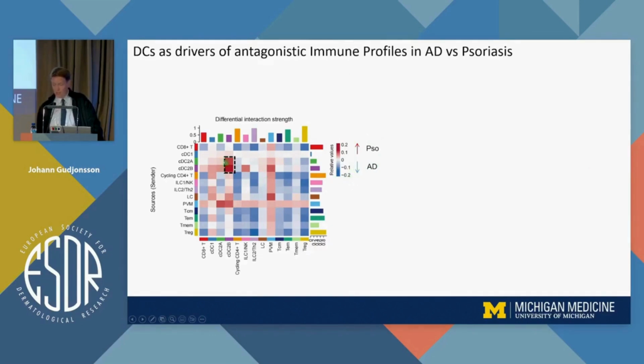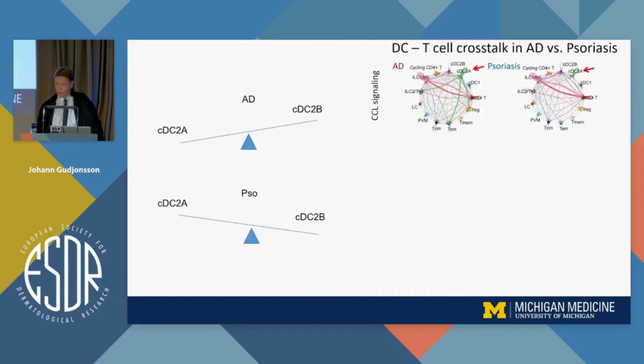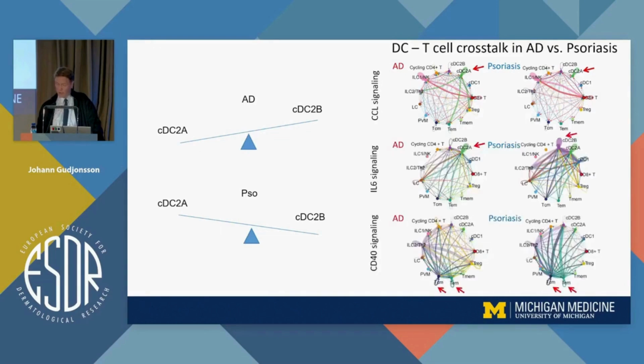And you can really see that it's the dendritic cell interactions that are shifting towards being more active in psoriasis, shifting the balance, with atopic dermatitis having more of a DC2A function and psoriasis more heavy on the DC2B end. And that's shown over here. You can look at the different interactions. I'm not going to go into the details, but you can really see that the interaction between the two is really shifted between psoriasis and atopic dermatitis.